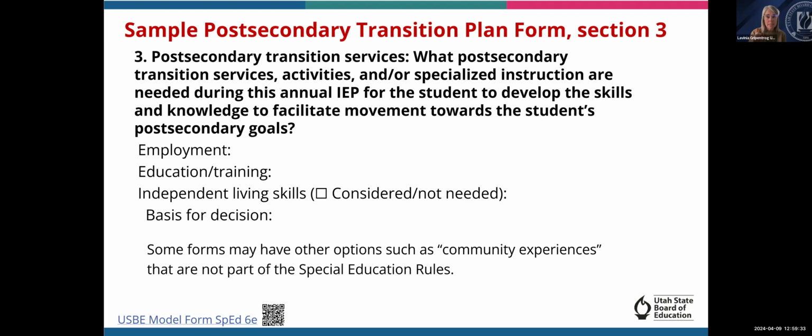So you may see in your LEAs, this is kind of an older model and it's still out there a little bit, but some forms may have a fourth box. So in other words, there could be one for employment, one for education and training, one for independent living, and then there might be a separate one that says community experiences, but it's really not required under the law, but certainly it's something you want to consider.